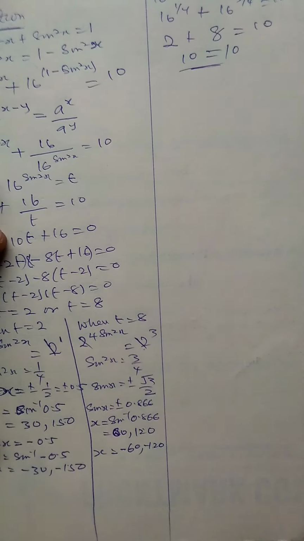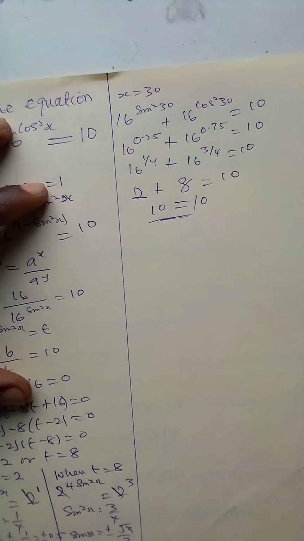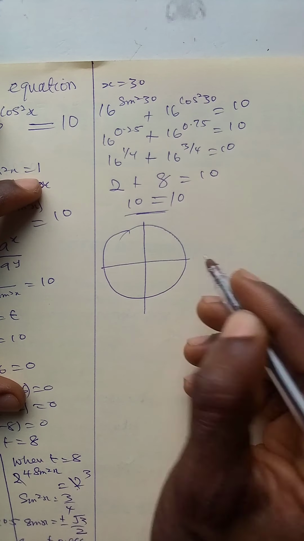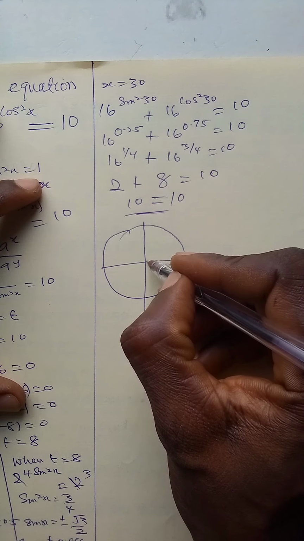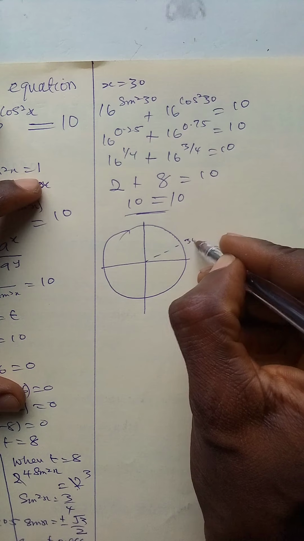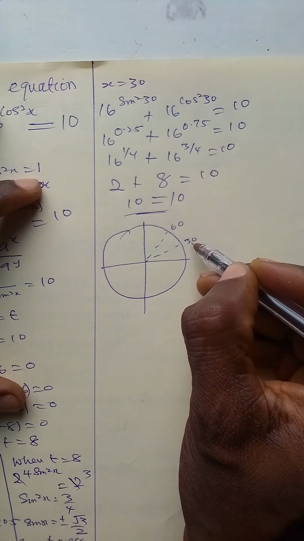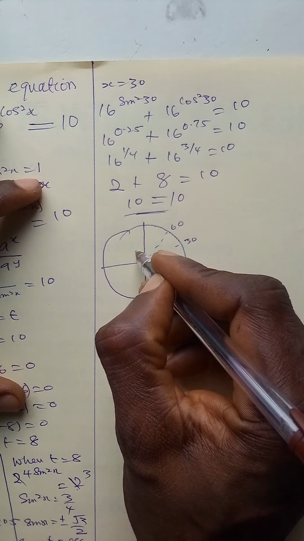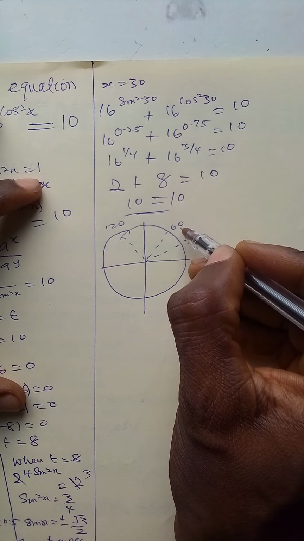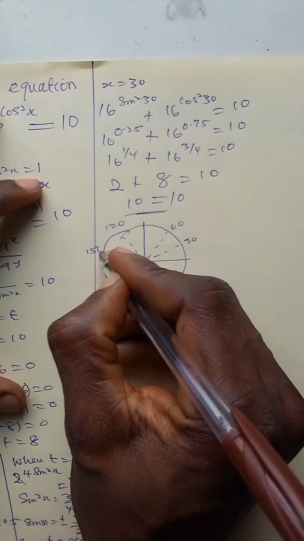Now, we have 8 solution points. We can represent the solution points on a circle. So if we have this circle and divide it into quadrants, in the first quadrant, let's remember that sine of angles is positive. We'll have 30 here and we'll have 60 here. If I add 90 to 30, I will have 120. So I have another solution point in the second quadrant, which is 120. If I add 90 to 60, I will have a solution point in the second quadrant, which is 150.